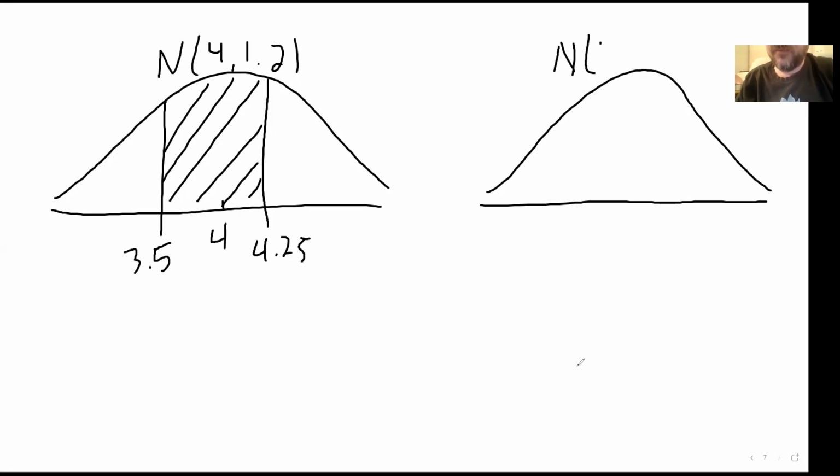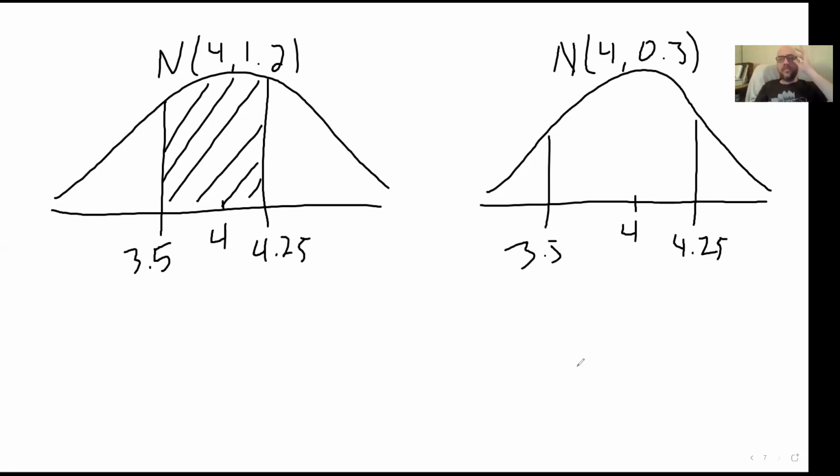So this is going to be N of 4, 0.3. Still 4, and now we're going from here to here. This is still 3.5 to 4.25. This number is going to be much bigger because the standard deviation here is smaller, right? We have to go many more standard deviations to get from 4 to 3.5 now than we did over here. In fact, 4 times as many because the standard deviation is 4 times smaller. And so there's going to be a lot more area in here, even though I've drawn them kind of the same, because like I said, I'm not trying to be super accurate. I'm just trying to get a nice visual aid.